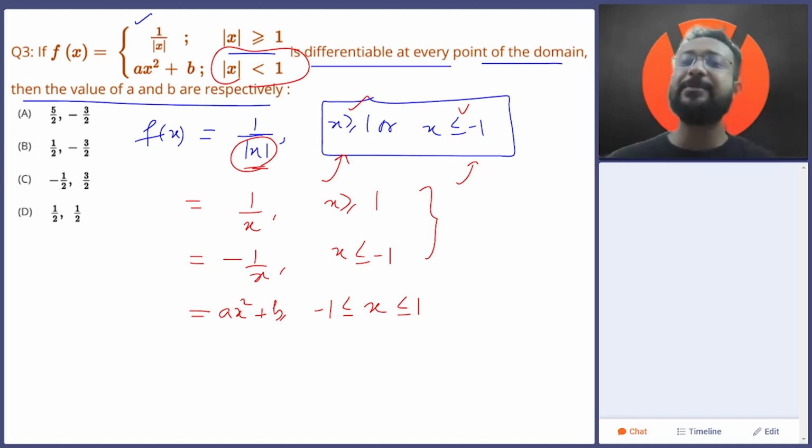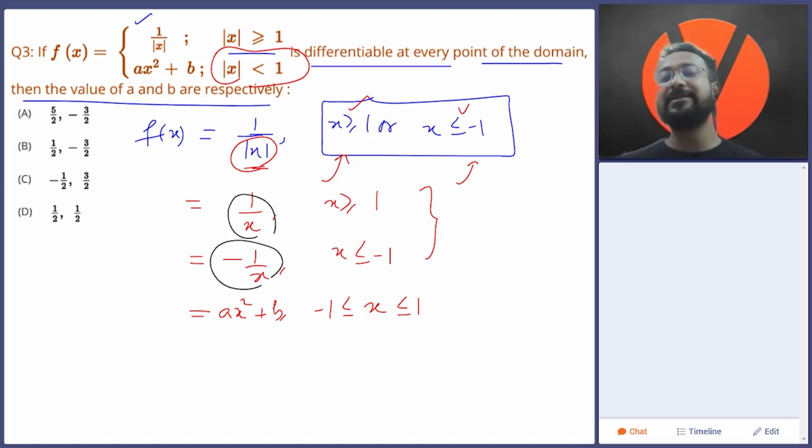Now they are saying it is differentiable everywhere, at every point in the domain. So you can see very clearly 1 by x and minus 1 by x, these are the only functions which are non-differentiable as well as discontinuous at x equal to 0. But these functions are outside minus 1 to 1. So there is no chance for them to be discontinuous or non-differentiable in that interval. Means everywhere they will be continuous as well as differentiable.